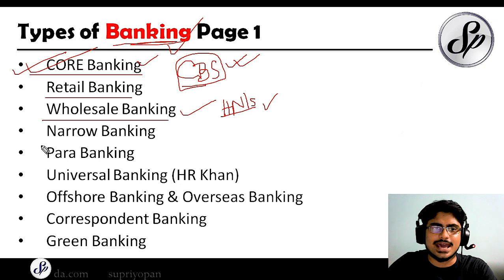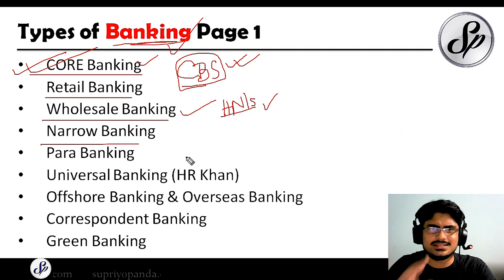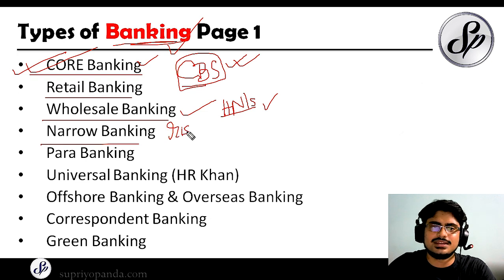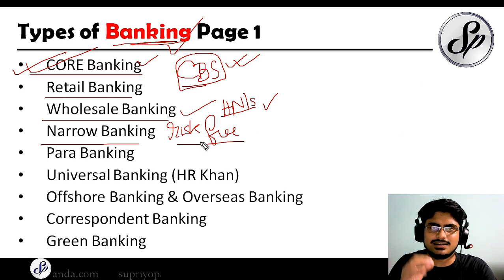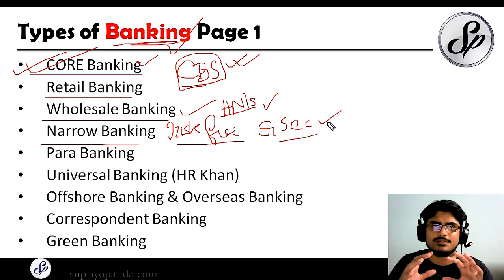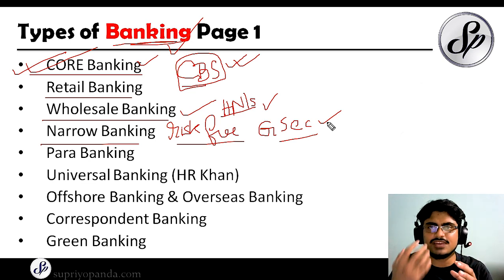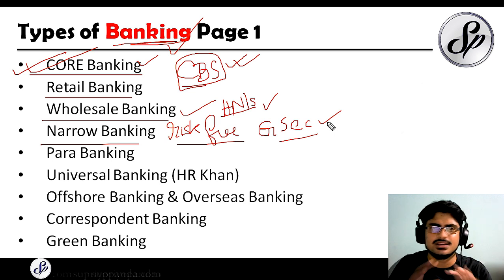Then we have narrow banking. So what is narrow banking? Narrow banking is also called risk-free banking. There is no risk in narrow banking. Most of the investments the bank makes in narrow banking are in government securities. They put all their money in government securities and park it in safe instruments. They give you less return, but the return is stable. So narrow banking is all about risk-free, normal activities so that the capital can be preserved.